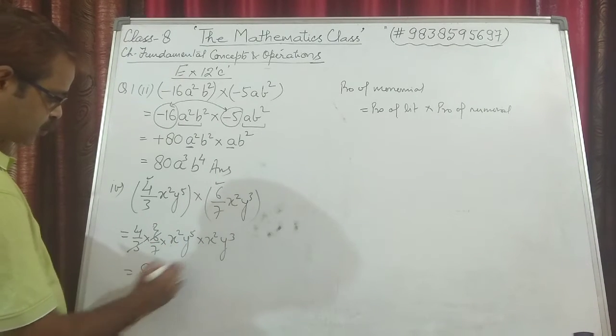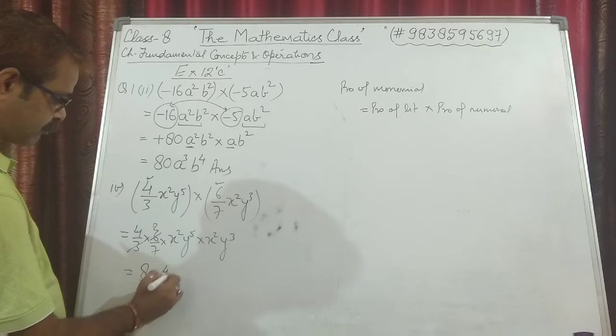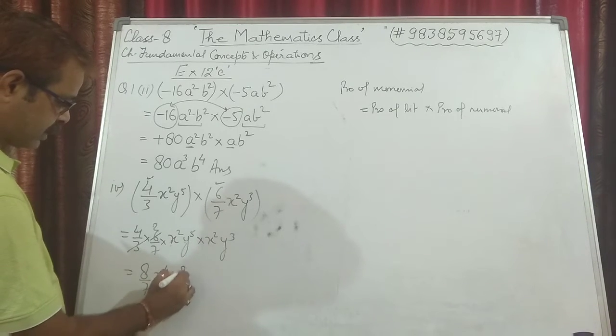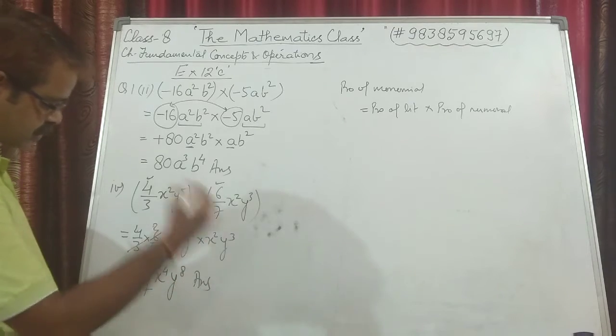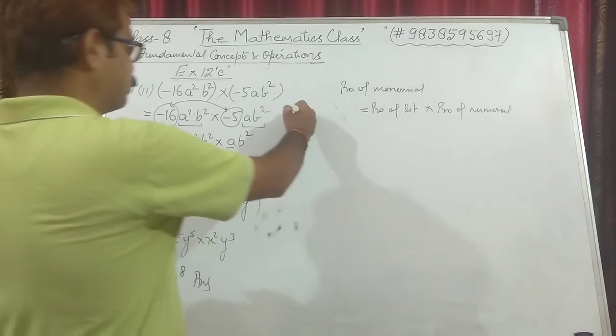x square and x square can be written as x to the power 4, y to the power 5 and y to the power 3 can be written as y to the power 8. That you have studied in exponents. So that is the final value.